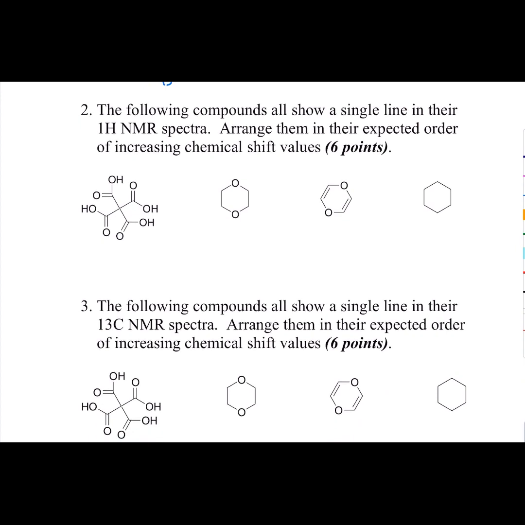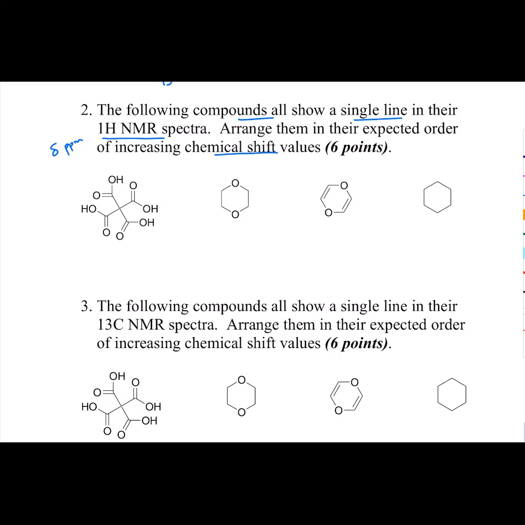Next question. The following compounds show a single line in their proton NMR spectrum. Arrange them in the expected order of increasing chemical shift values. Remember, chemical shift values, we use delta for that, and it's measured in parts per million, ppm.